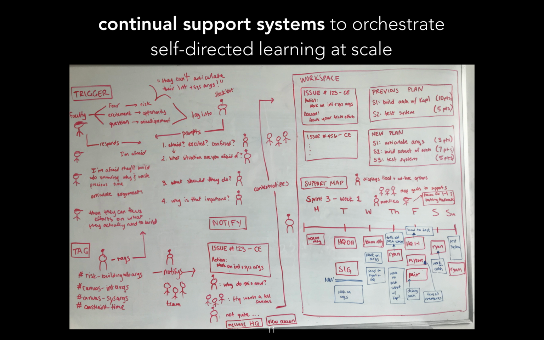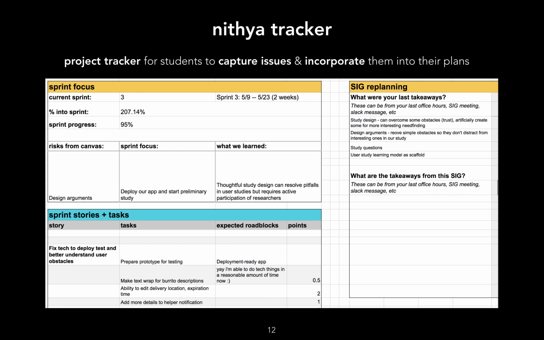And so I attempted a slice of that prototype this quarter. I was trying to think about where faculty members are already in this process of raising issues to students that students then need to incorporate into their plans, and it happens in the SIG meeting all the time. Students will come in, they'll get feedback on their plans and on their research, and faculty will give them takeaways. So I tried to create a tracker that helps students capture those issues and then incorporate them into their plans.